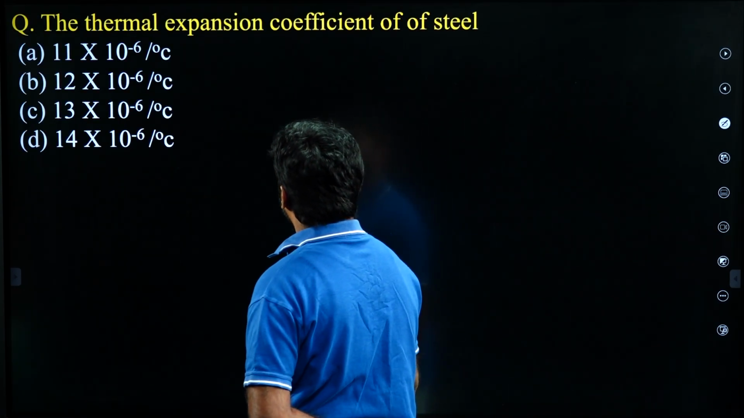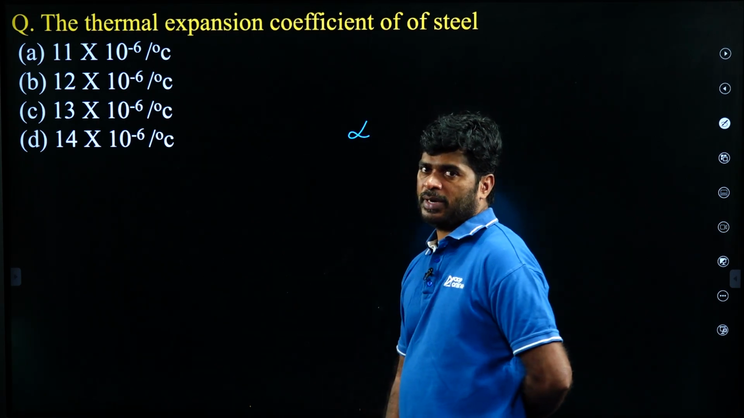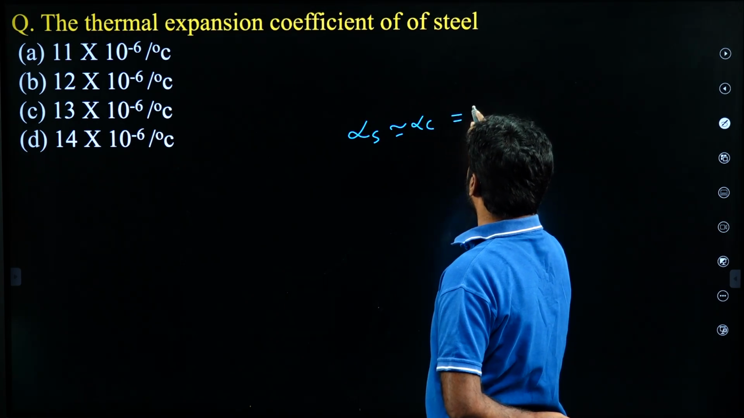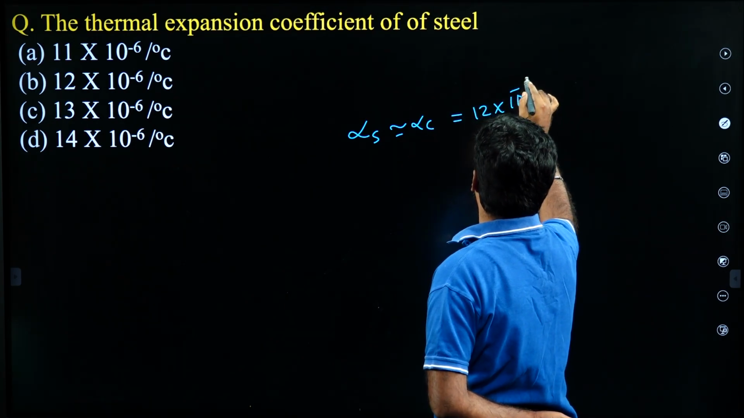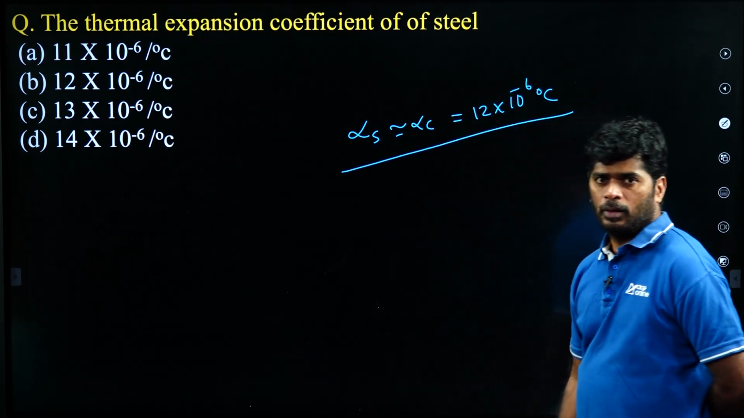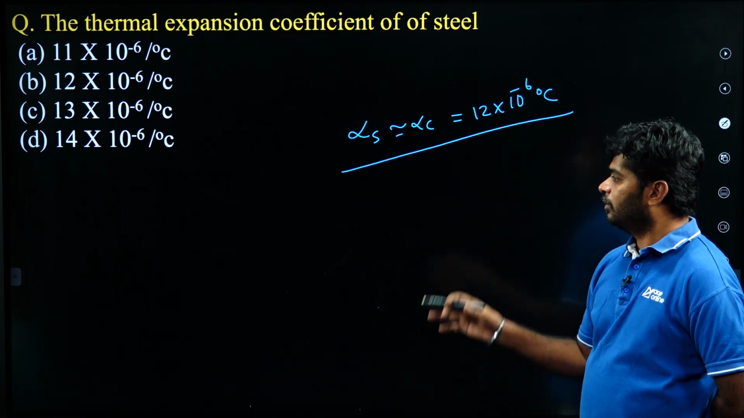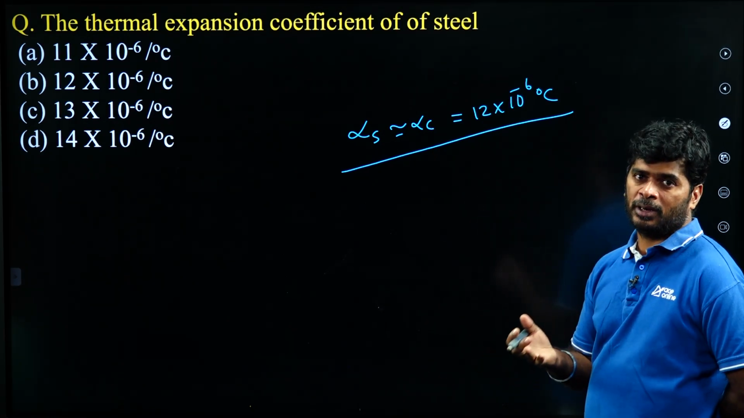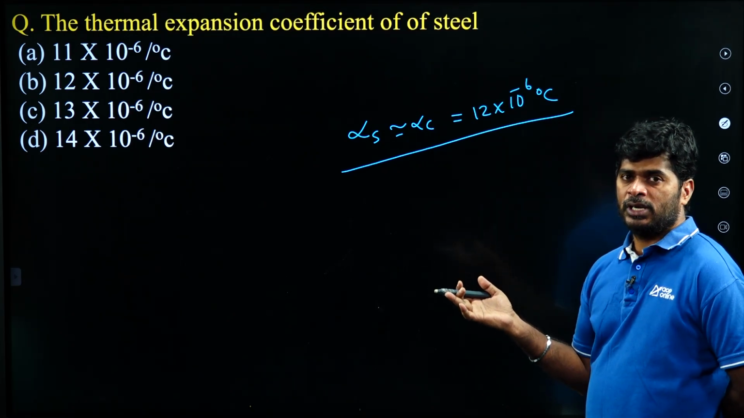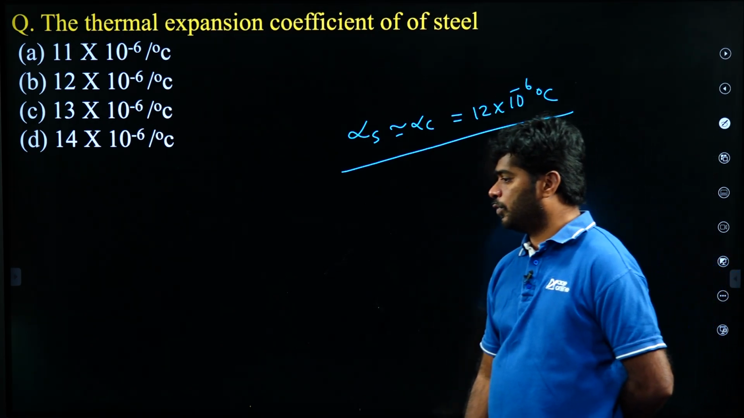The thermal expansion coefficient of steel. They are asking coefficient of thermal expansion. For steel and concrete it is nearly the same. This value is 12 into 10 power minus 6 per degree centigrade. Okay, is it clear? Why do we select steel only? Why not other material? It is the main reason. The coefficient of thermal expansion for steel and concrete is nearly the same. That's why we can select steel as reinforcement in RCC.